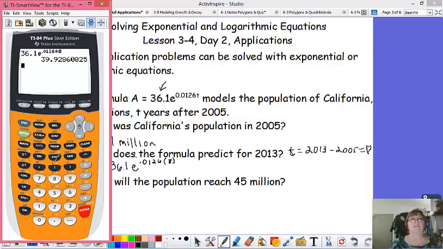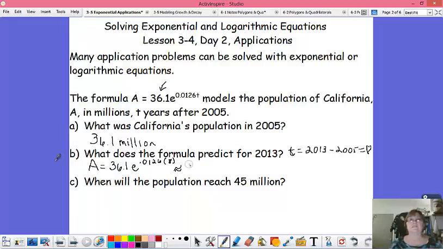And when I press enter, my calculator is going to tell me that in 2013, based on this model, there should be around 39.9 million people in California. Good, so that's what we're looking at.